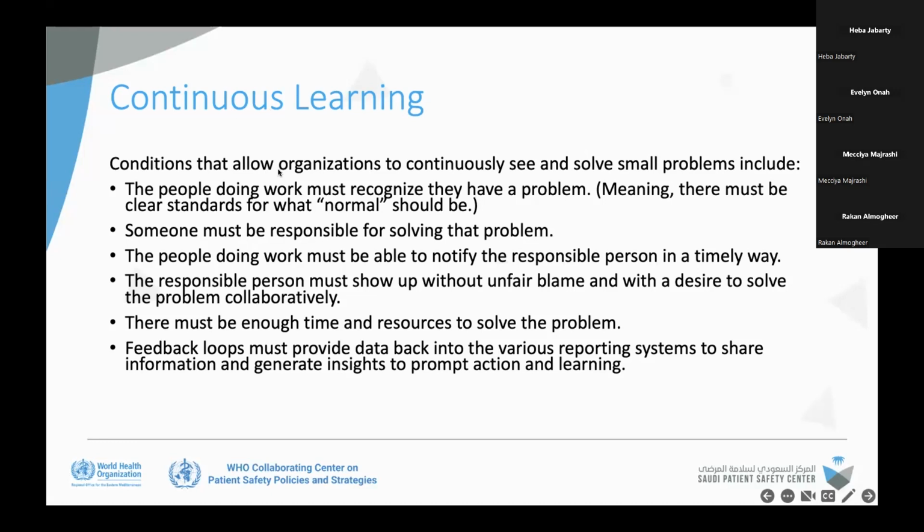So responsibility and job descriptions should be clear. Who will be advocating for learning and continuous learning? People doing the work must be able to notify the responsible person in a timely way. The responsible person must show up without unfair blame and with a desire to solve the problem collaboratively. There must be enough time and resources to solve the problem. Feedback loops must provide data back into the various reporting systems to share information and generate insights to promote action and learning.